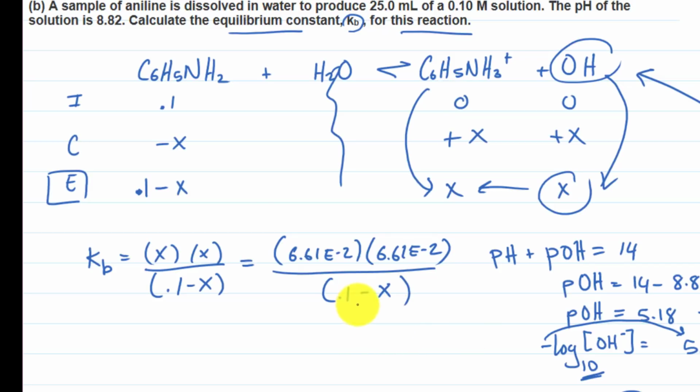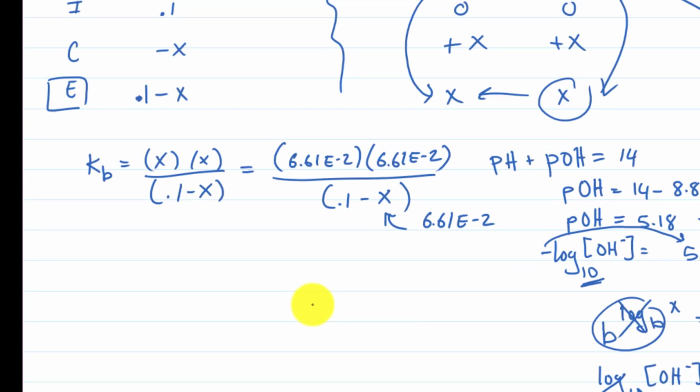And notice how we have 0.1 minus X. Of course, we can substitute that in for X values. But the question is, do we have to? Because part of the AP test, you have to realize that we have to make sure whether the X value is a significant change. Well, one way to do this is to look at this problem right here. In order to determine if the value of X is significant or not, we have to compare it to what it is changing from. So in this case, it's changing from 0.1.